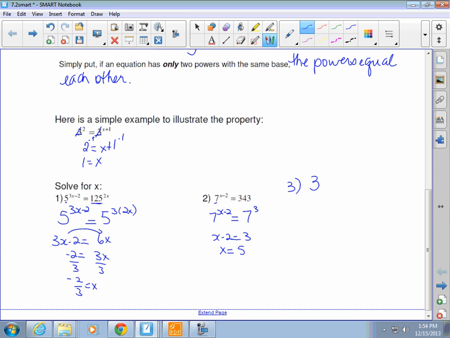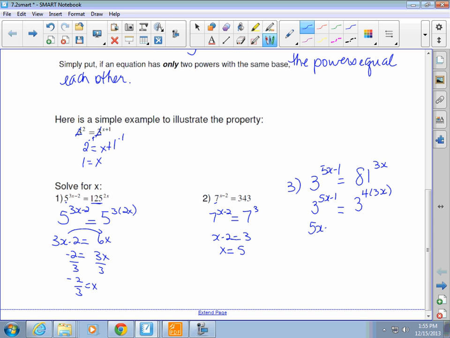3 to the power of 5x minus 1 equals 81 to the power of 3x. So 3 is a base, and we can't do anything else to it. It's a prime base, so we'll leave it as 3 to the power of 5x minus 1. 81 is the same as 3 to the power of 4 times 3x. So now I can drop my 3's.